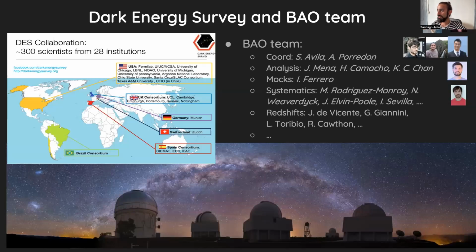Okay, so the Dark Energy Survey is a big collaboration between different countries, led by the US in particular with Fermilab, NSF, and DOE. But then we basically have contributions from the UK, Spain, Germany, Switzerland, and Brazil. Also we have the observations from the Cerro Tololo Inter-American Observatory in Chile.